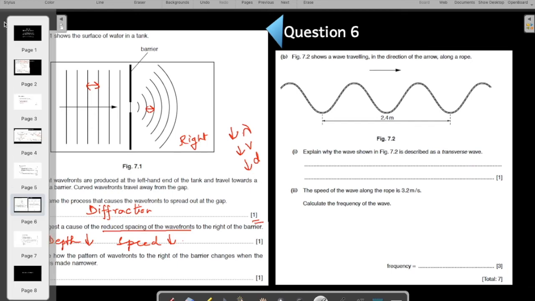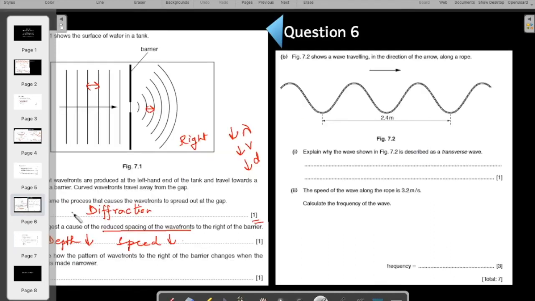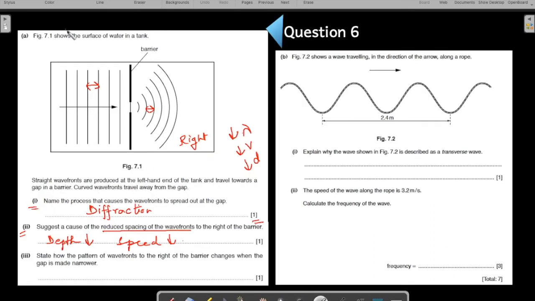Right, let us look at the answer with the mark scheme. The process is called diffraction. You can say the wave travels slower. Either you talk about the speed, the wave speed has gone down, or you can say that the water is shallow. Depth has gone down, which is same as shallow.